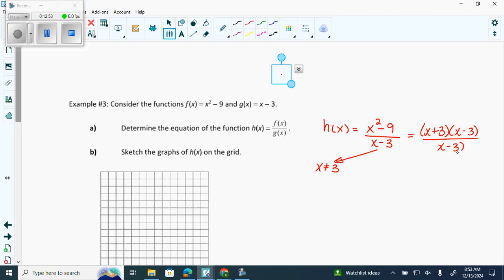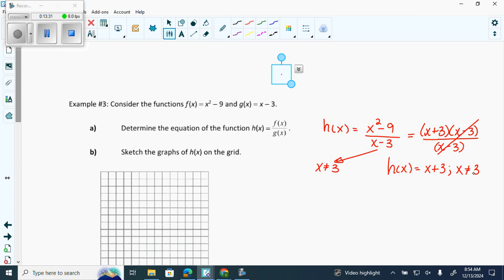Ooh, what's happening here? We have a point of discontinuity. Those things are canceling. And what type of graph is left over? A line. So technically, h of x equals x plus 3, but what do I have to follow behind with? Because x plus 3 is the whole line. So if you actually graph x plus 3, you'd be wrong. I need x plus 3, but x can't equal 3.